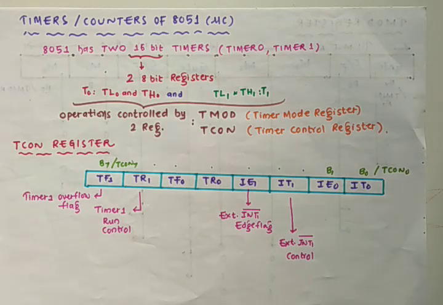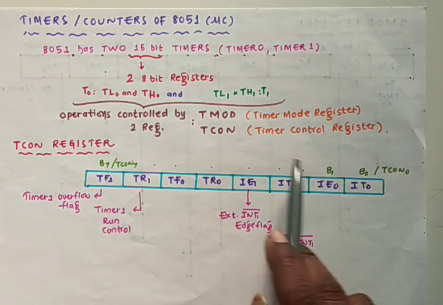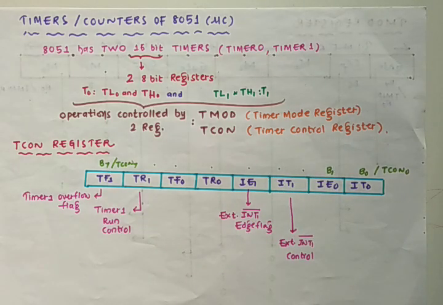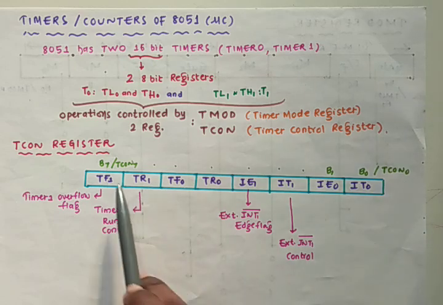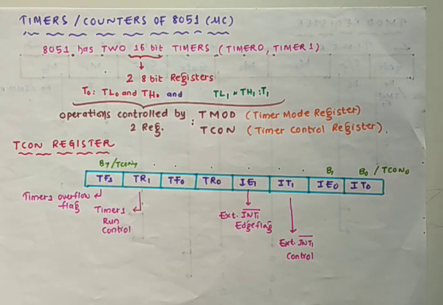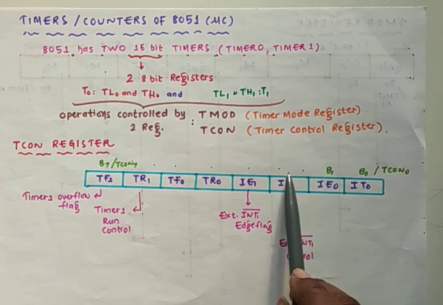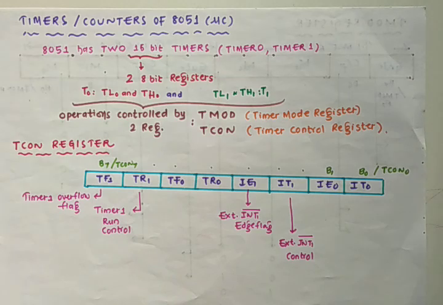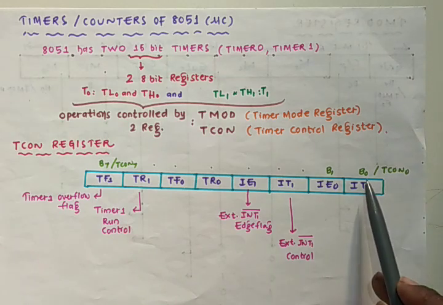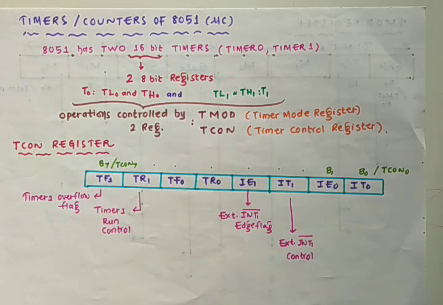Then I am going to talk about the TCON register. TCON stands for timer control register. It is an 8-bit register, so I can call the first bit TCON 0 and the last bit TCON 7: TCON 0, TCON 1, TCON 2, TCON 3, TCON 4, TCON 5, TCON 6 and TCON 7. Generally we can call these B0, B1 up to B7.